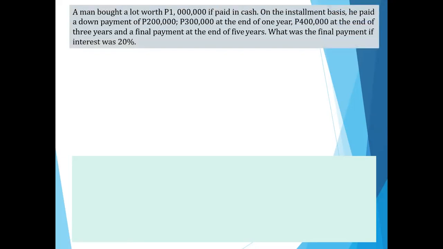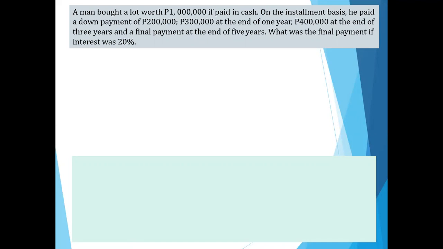So our next problem is using equation of value in engineering economics. Our problem is: a man bought a lot worth 1 million pesos. He did not pay in cash. On the installment basis, he paid a down payment of 200,000, then at the end of 1 year, 300,000, then at the end of 3 years, 400,000, and a final payment at the end of 5 years. What was the final payment if the interest rate is 20% per annum?